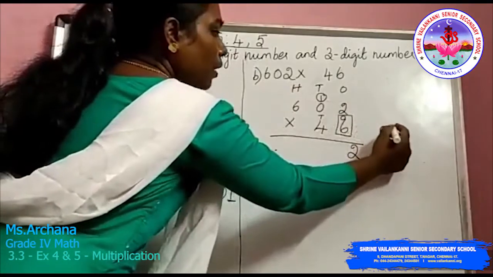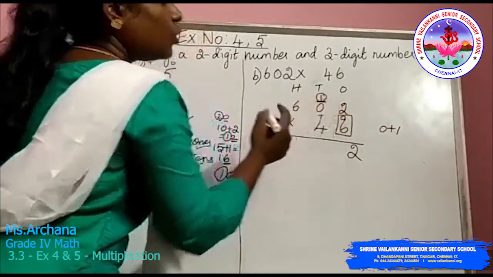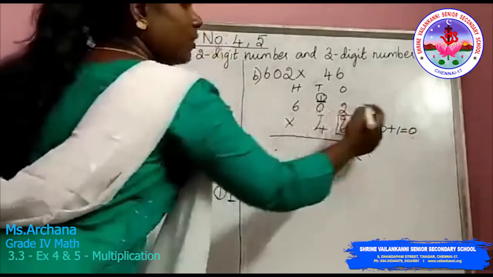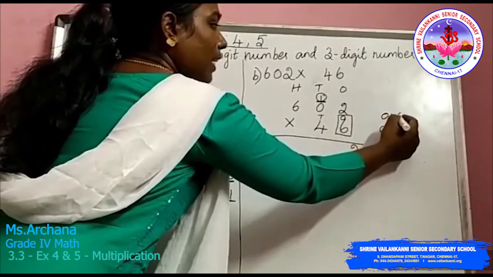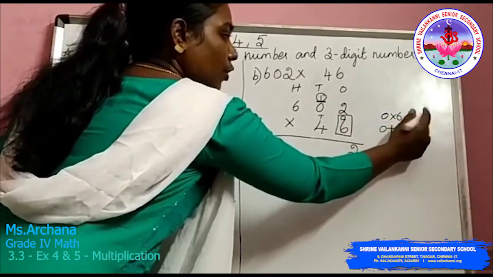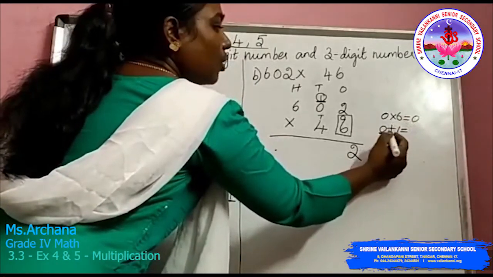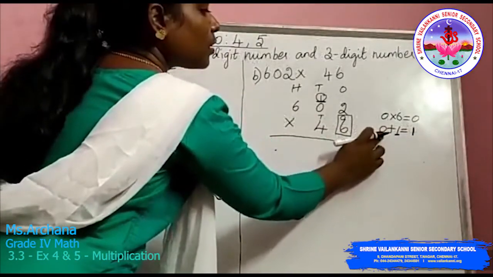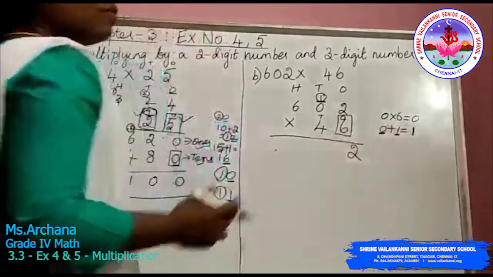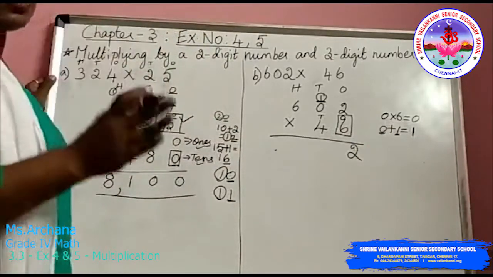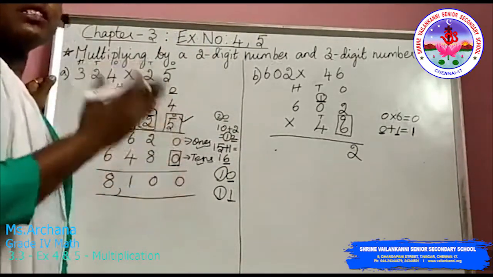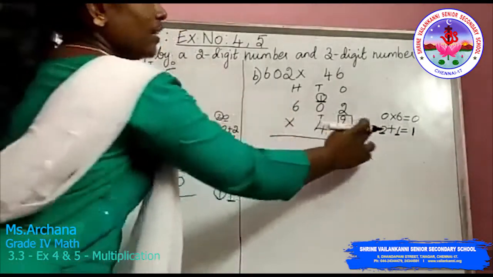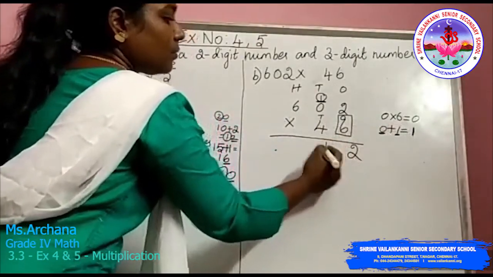So, 0 plus 1. Always the carry forward value should be added, no? So, 0 plus 1 gives... Sorry, first I told 0. Sorry. So, 0 plus 1 gives 1. Whenever you do multiplication with 0, you will get 0. But whenever you do addition with 0, you will get the same value. So, 6 into 0 gives 0 and 0 plus 1 gives 1.